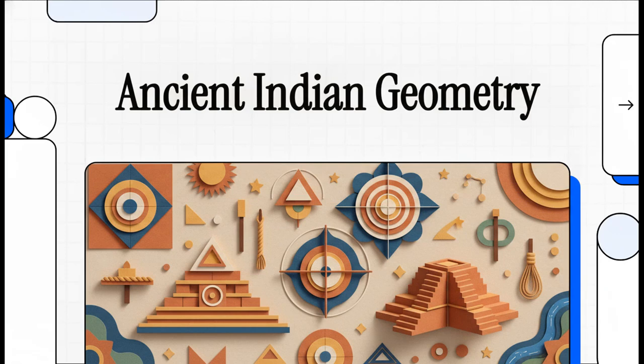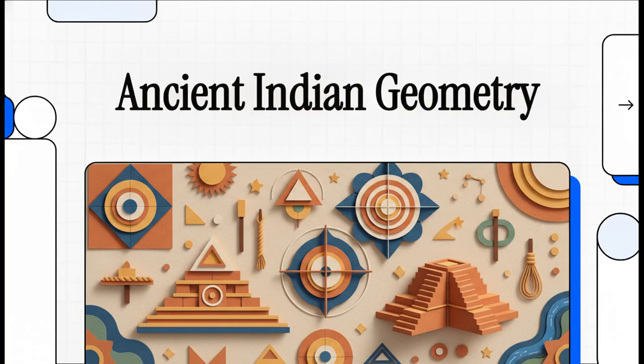Welcome to This Explainer. Today we're jumping right into a fascinating mathematical mystery that dates all the way back to 800 BC in India. We're going to unlock the secrets of Baudhayana's Shulba Sutra, an ancient text that honestly will completely change how you look at geometry.